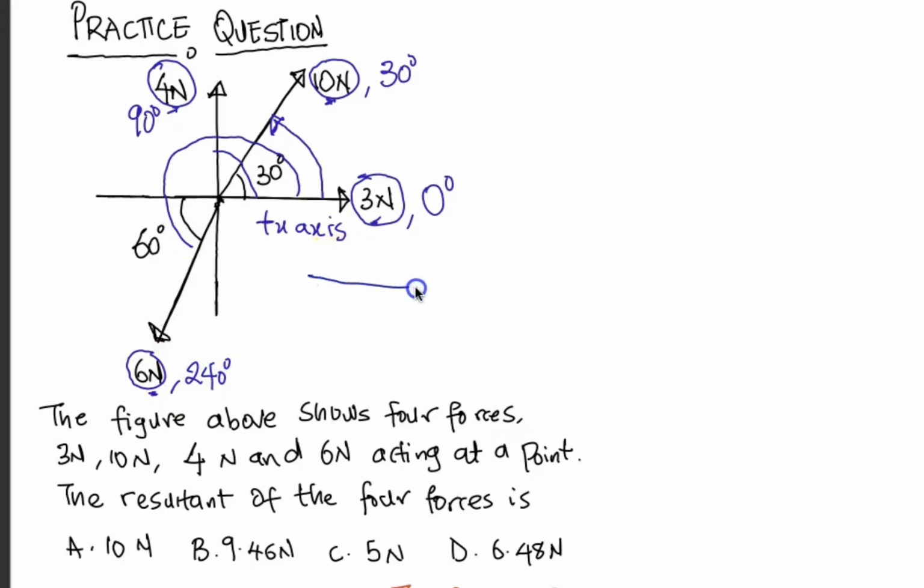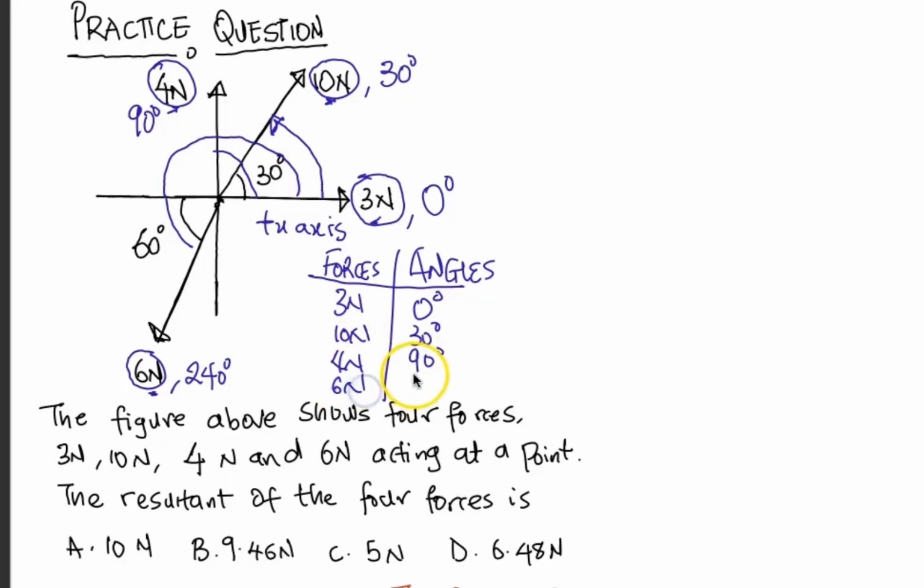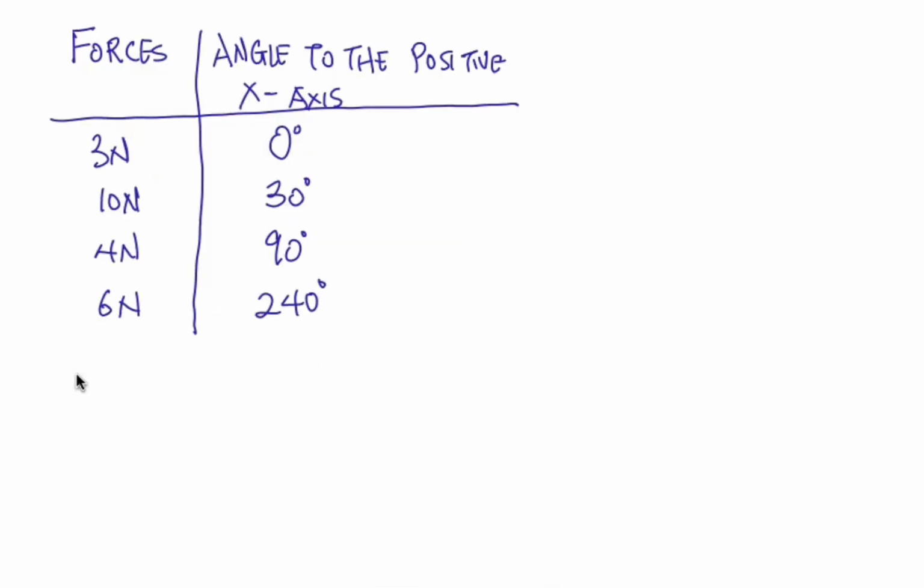So we just simply have something like this. We have the forces and then the angles they make with the positive x-axis. So for 3 Newton, the angle it makes with the positive x is 0 degree. Then for 10 Newton, it's 30 degree. Then for 4 Newton is 90 degree. And then for 6 Newton, it is 240 degrees. So we are going to use this in solving. Here's a table which shows us the various forces and the angles to the positive x-axis, which we got from the diagram.